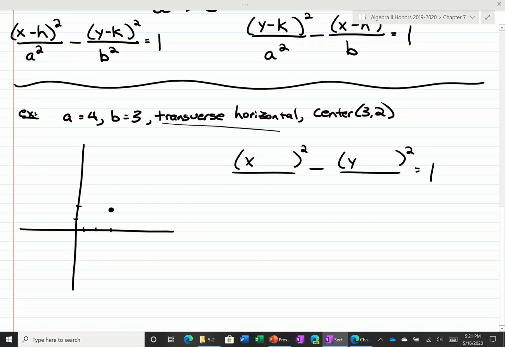And I should have written down also that the equation tying everything together is just the regular Pythagorean theorem. Okay, so if it's horizontal and A is 4, that means we're going 4 units this way and 4 units this way. A is 4, A always goes right here. If B is 3, that means we go up 3 and down 3.